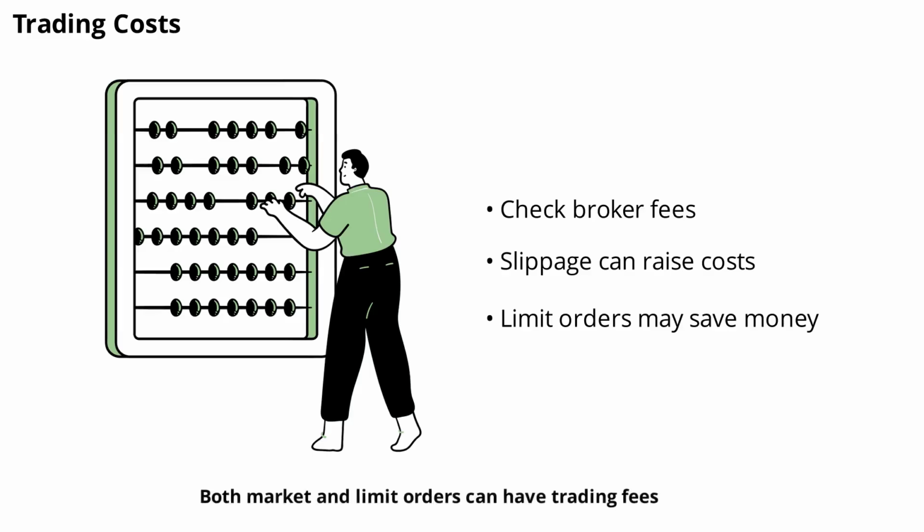Both market and limit orders can have trading fees, but sometimes brokers charge differently depending on the order type. Market orders might incur higher costs in volatile markets due to slippage, while limit orders could have lower costs if filled at your set price. Always check your broker's fee structure before trading.